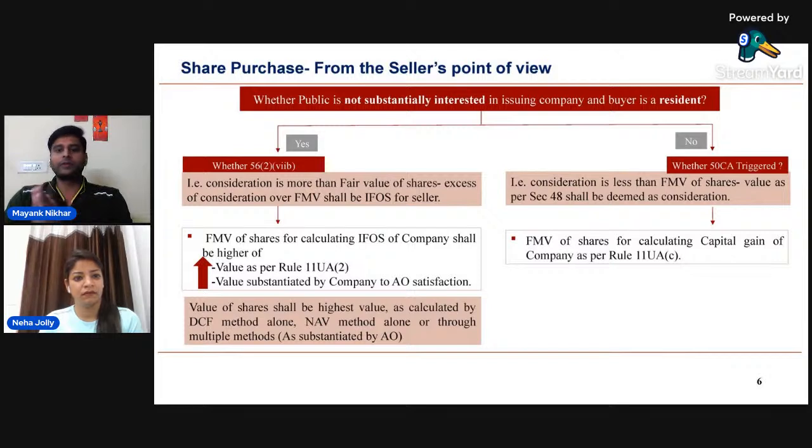Now, coming to the other part, there is section 50CA that is related to capital gain. What that section says is, if the consideration is less than the fair market value of shares as per the value under section 48, it shall be deemed as the consideration. Now, how do we calculate that fair market value? Again, income tax has provided Rule 11UA, which the valuer has to follow and work out the fair market value.